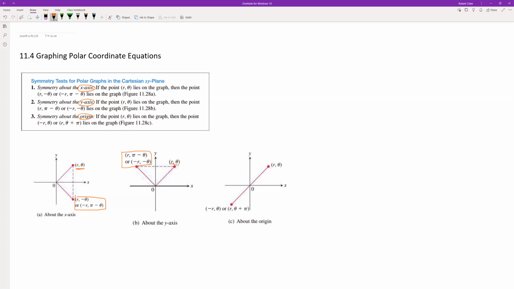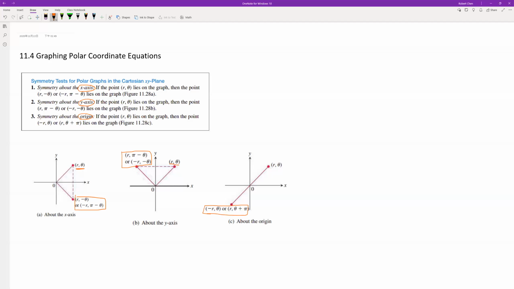Part C is when you have symmetry about the origin. Then the point (negative r, theta), or (r, theta plus pi), will be the same point, symmetric to the original point (r, theta). So here we're just looking at some of the symmetries in terms of polar coordinates.